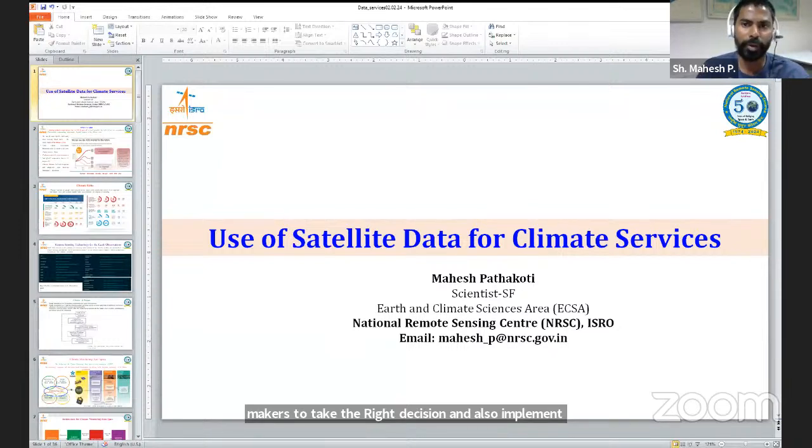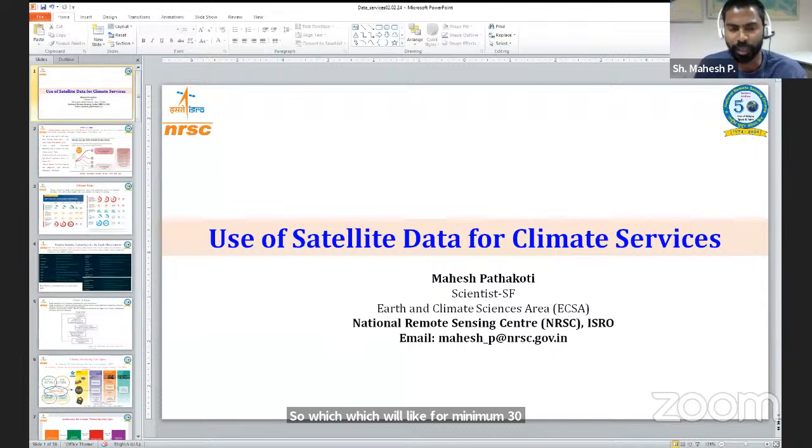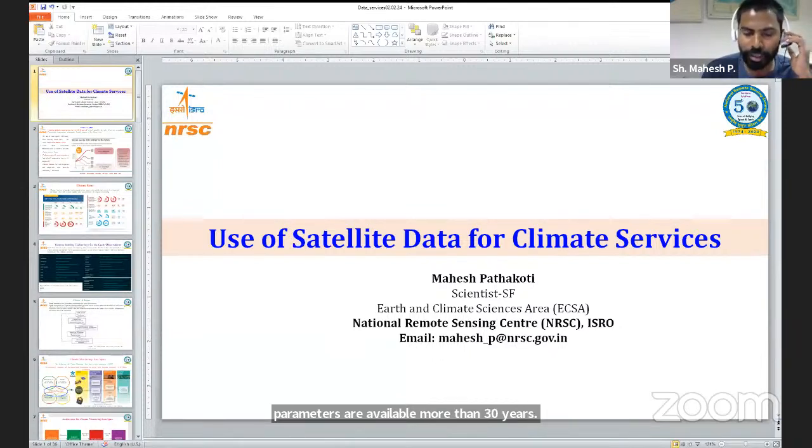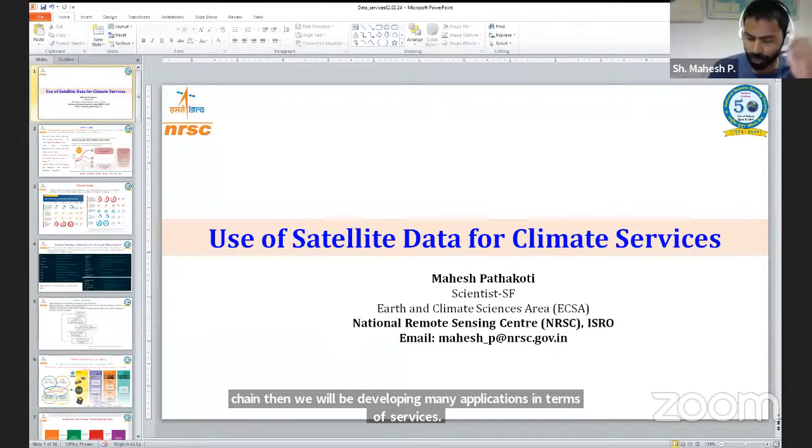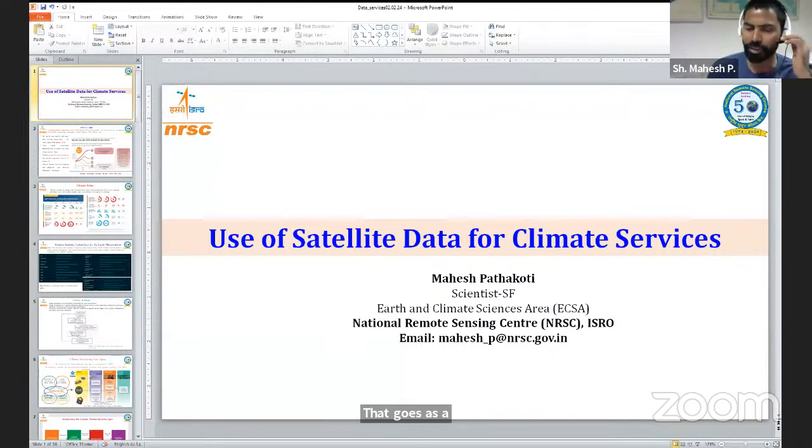So the architecture for climate monitoring from space, as we discussed, is observing the Earth from space and creating the climate data records. A minimum of 30 years is called a climate data record, but some of the parameters are available for more than 30 years. Once we have the climate data records, it goes through the processing chain, then we will be developing many applications in terms of services that go into decision making and reporting and data generation, which will help in making good decisions.